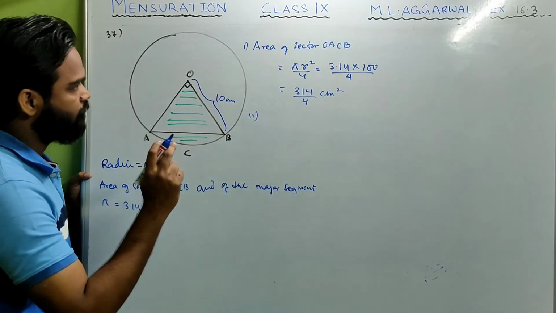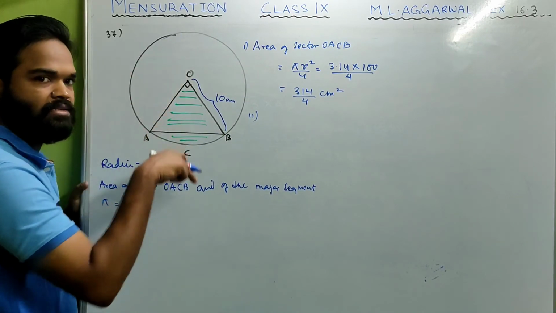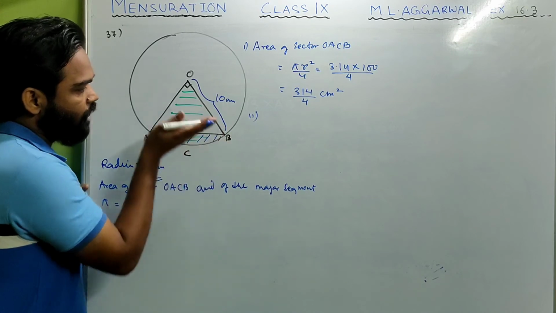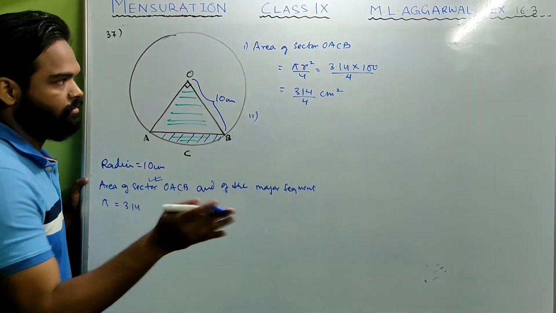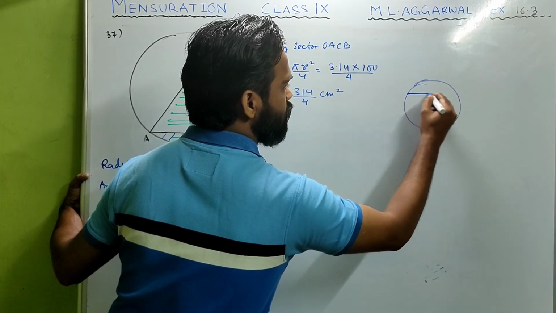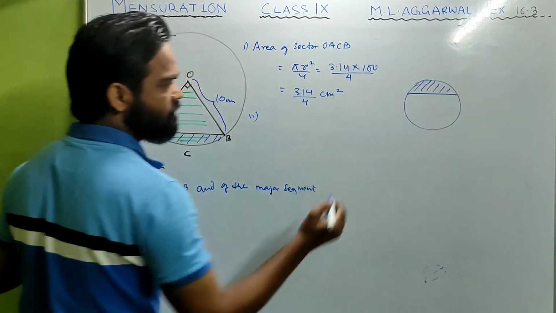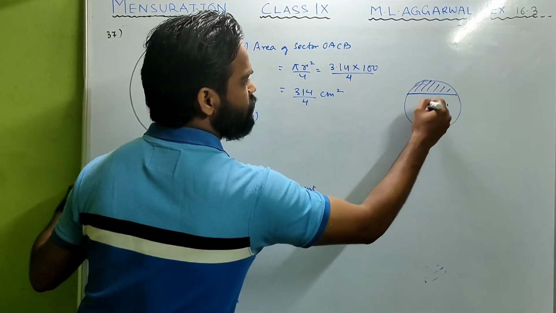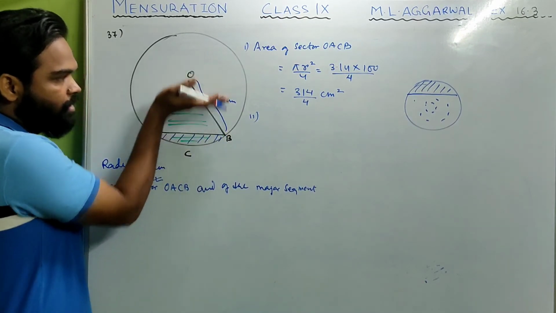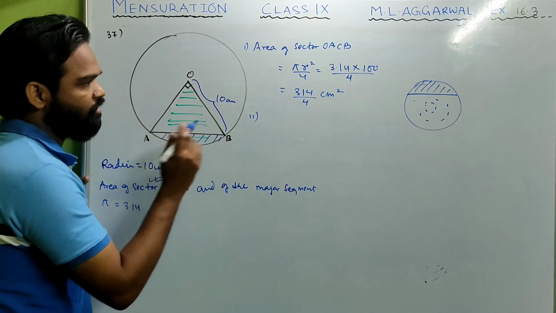Now look carefully. First of all, AB divides the entire circle into two segments. This is the minor segment and the rest is the major segment. In a circle, if this is a chord which is not a diameter, then this is your minor segment and this is your major segment. So they have asked for the area of the major segment. The first thing, we can easily get the area of the minor segment.